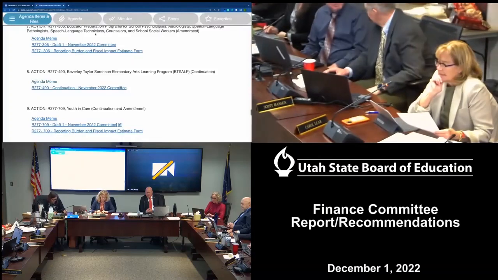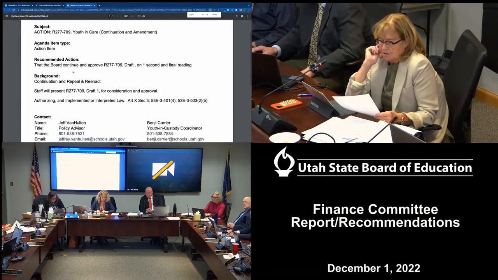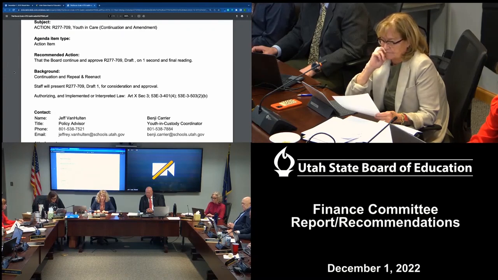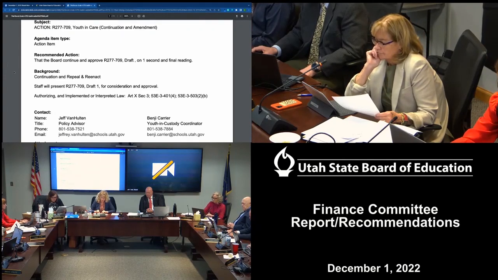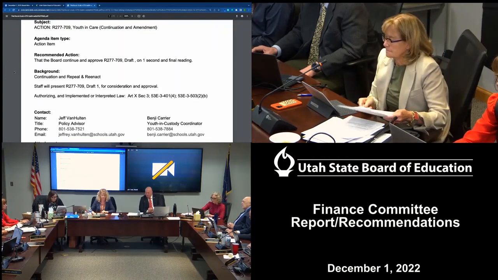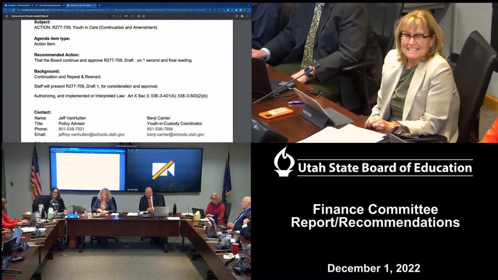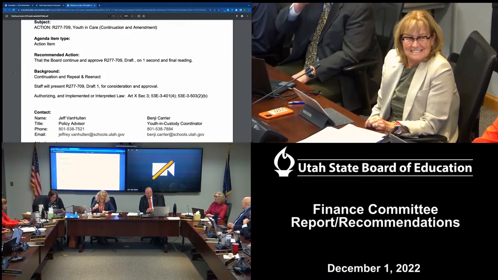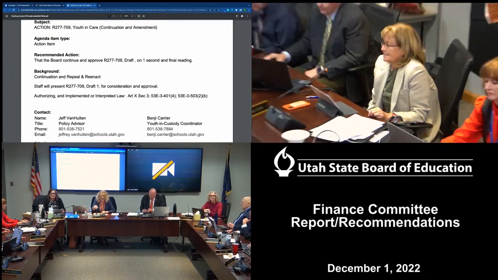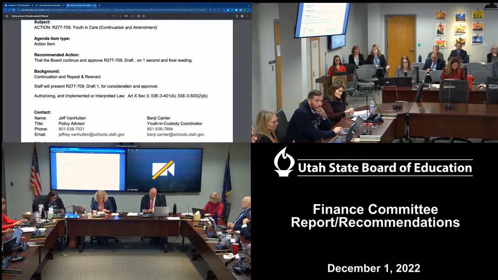Item 14.9, R277-709. The committee moves that the board continues and approves R277-709, Youth in Care, Draft 1 on second and final reading. There's a motion that the board continue and approve R277-709, Draft 1 on second and final reading. Those in favor say aye. Aye. Those opposed? That passes with Member Klein opposed, and that completes our work.